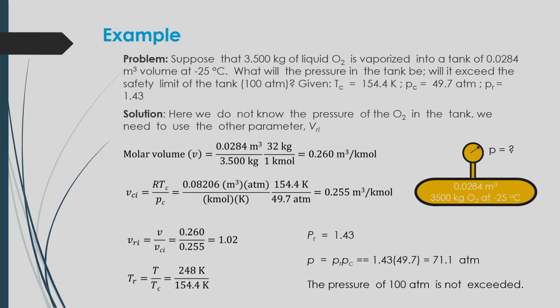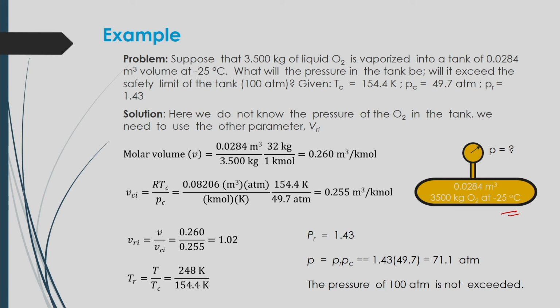So, you have to follow this equation. Another example: suppose that a container, or you can say the tank, contains 3.5 kg of liquid oxygen which is to be vaporized in that tank of 0.0284 meter cube, at a temperature of minus 25 degrees Celsius. Now, what will be the pressure in the tank, and will it exceed the safety limit of the tank, which is to be maintained at 100 atmosphere?